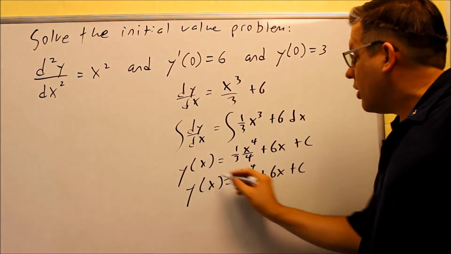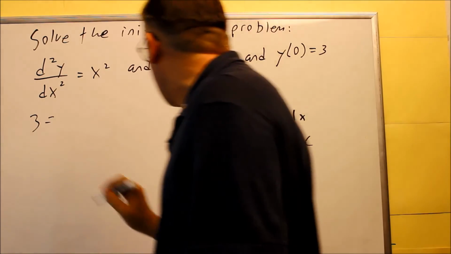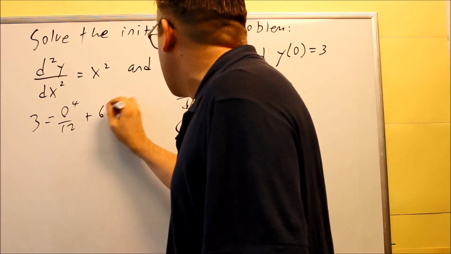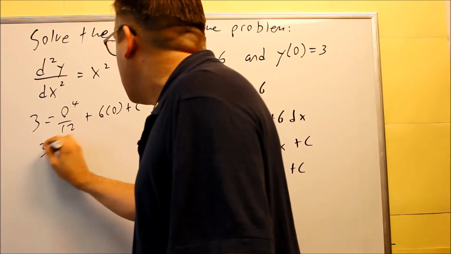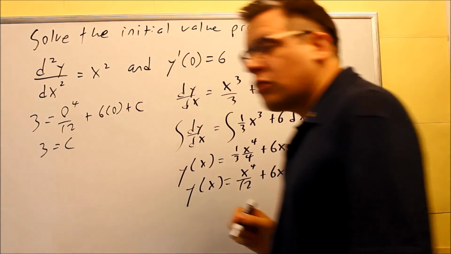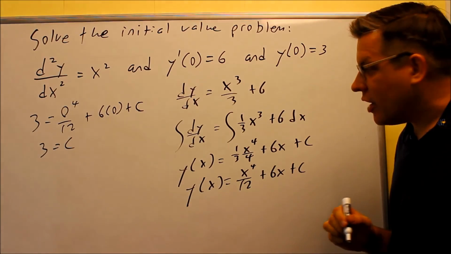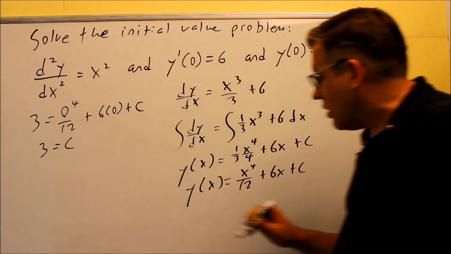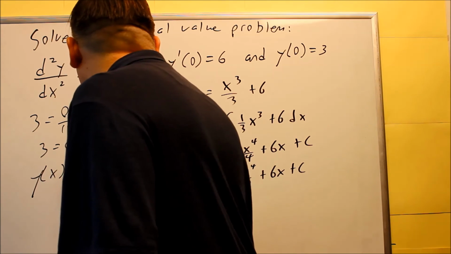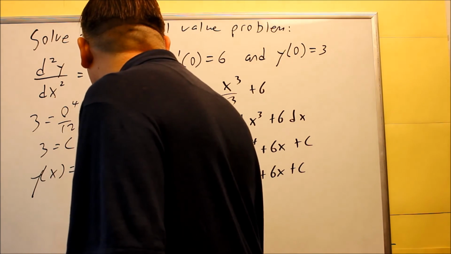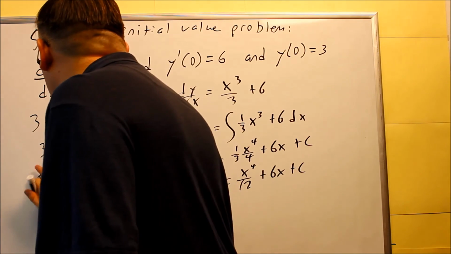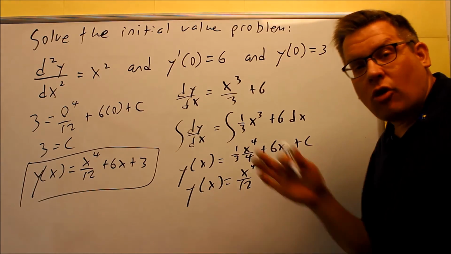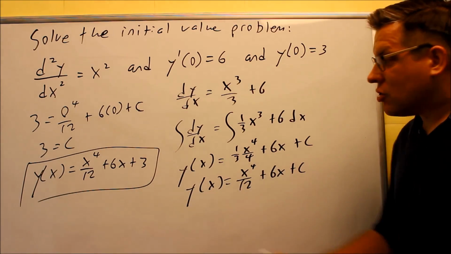I put the 3 in for the left-hand side, so 3 is going to equal, I put zeros in for the x's, 0 to the 4th over 12 plus 6 times 0 plus c, and that means we get 3 as our c value. We're finally ready to write our final answer. So we have y of x, we'll just put in a 3 for the c here. y of x equals x to the 4th over 12 plus 6x plus 3. And this will be my final answer. So again, solving an initial value problem means you always want to go back to the original function. That's our answer.